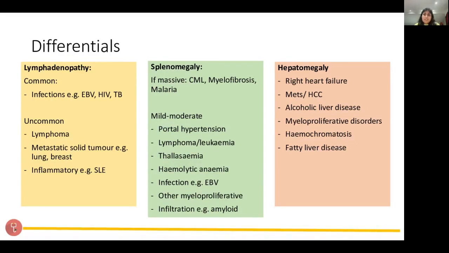And then hepatomegaly. Again, a lot more systemic causes for that. So right heart failure can cause hepatomegaly due to backlog. Again, liver issues, so liver cancer or metastases from any other type of cancer. And then some of the rarer genetic things like hemochromatosis, and myeloproliferative disorders as well.